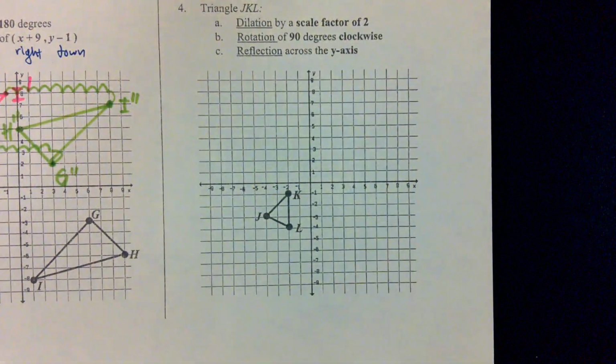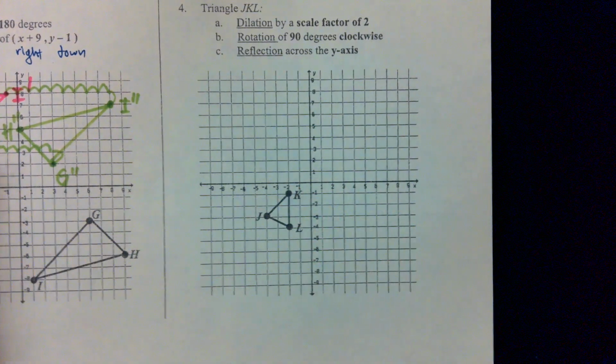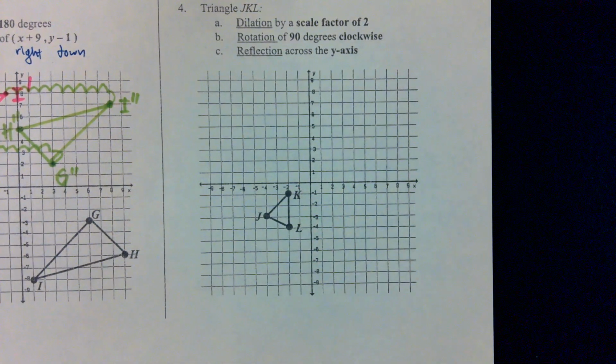All right, number 4. Now we're doing a little bit more. We got 3 transformations to do. Before we kick it up to 4 transformations today, let's do 3. First things first, we got to dilate JKL by a scale factor of 2. Now, this is what we talked about last Thursday, right? It's our most recent transformation.